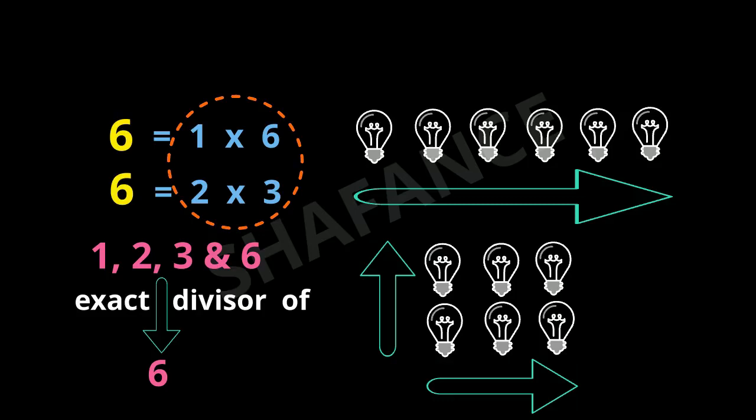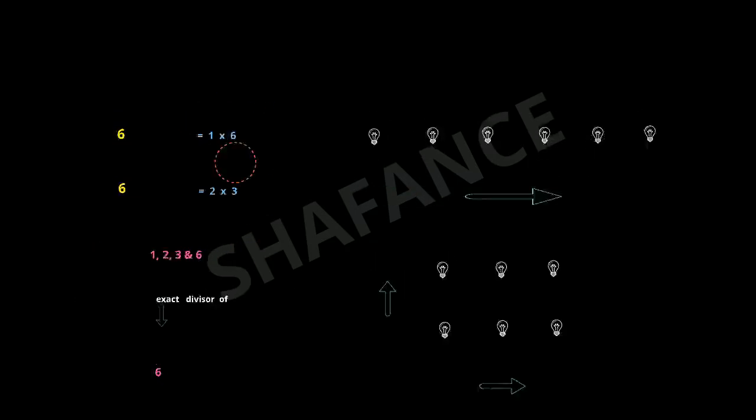When we multiply 1 with 6, we get 6. When we multiply 2 with 3 or 3 with 2, we again get 6. And with 6, we multiply 1 to get 6. So 6 is a multiple of these numbers. Now we will see what we have learned.